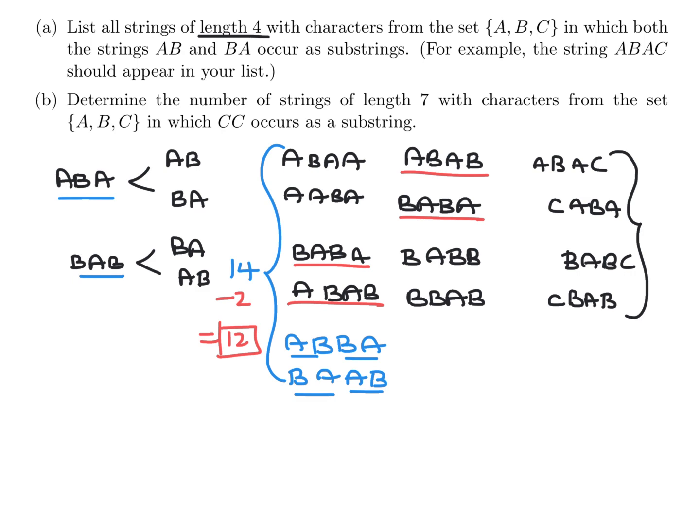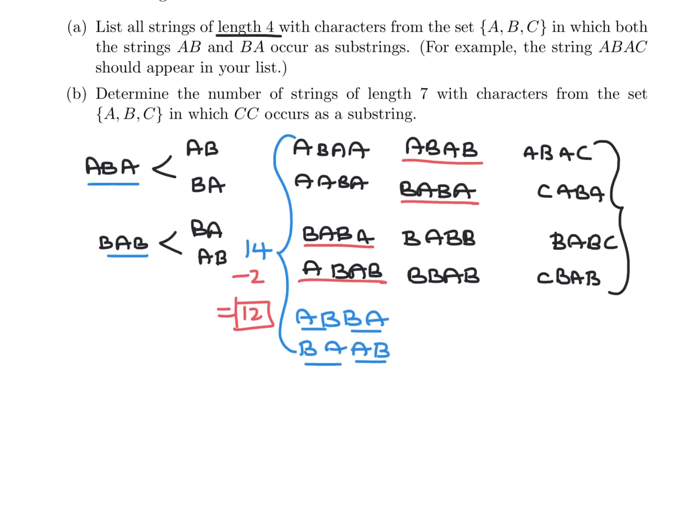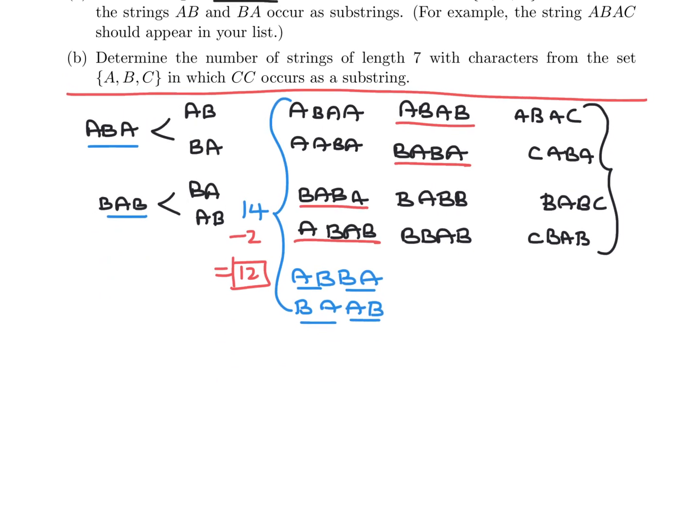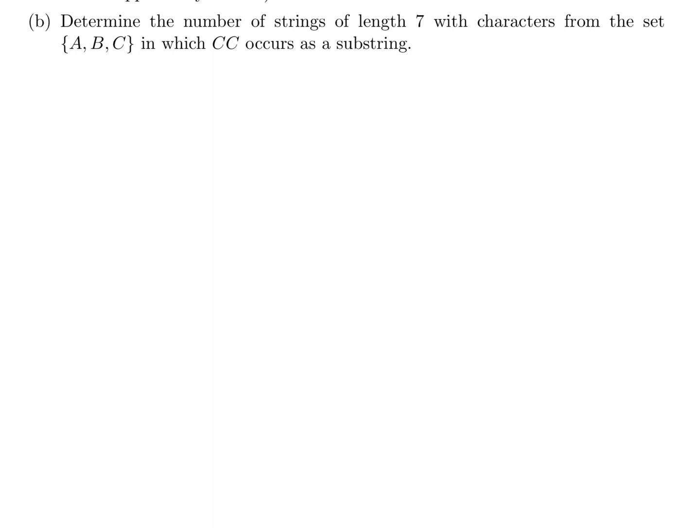So that is that. Now the last one, determine the number of strings of length 7 with characters from the set ABC in which CC occurs as a substring. Well, we have 7. 1, 2, 3, 4, 5, 6, 7, right?